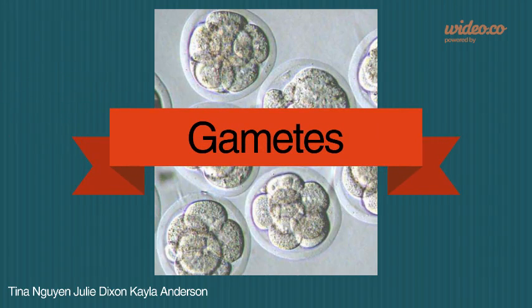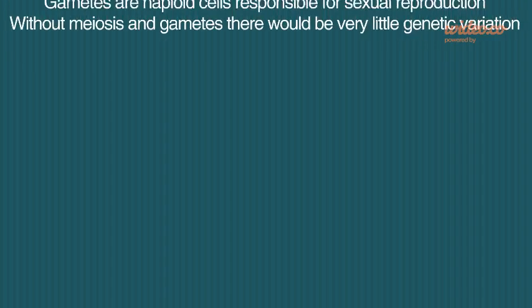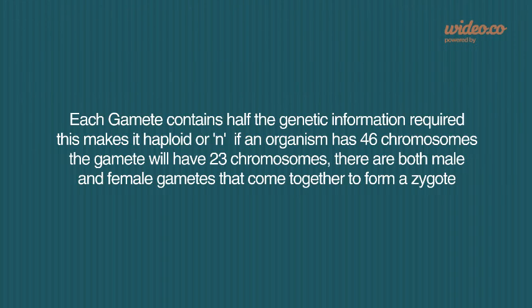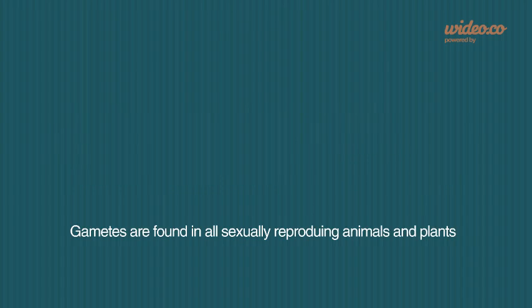Welcome to the wonderful world of gametes. Gametes are haploid sex cells consisting of an egg and sperm, which fuse together to form a diploid zygote. Without sexual reproduction, there would be very low genetic variation amongst individuals. The science of life.